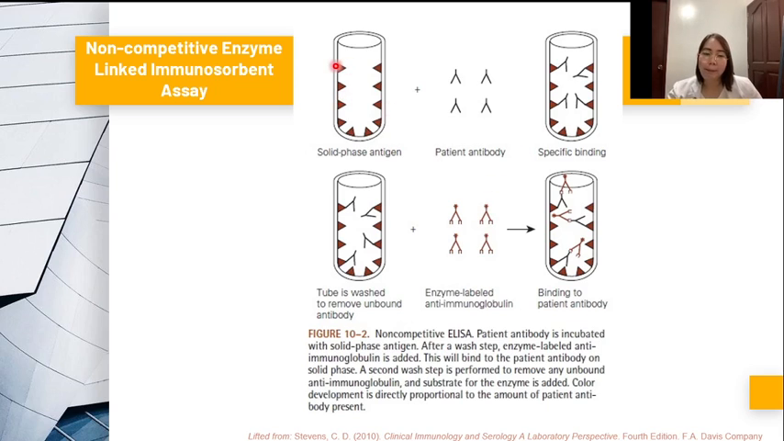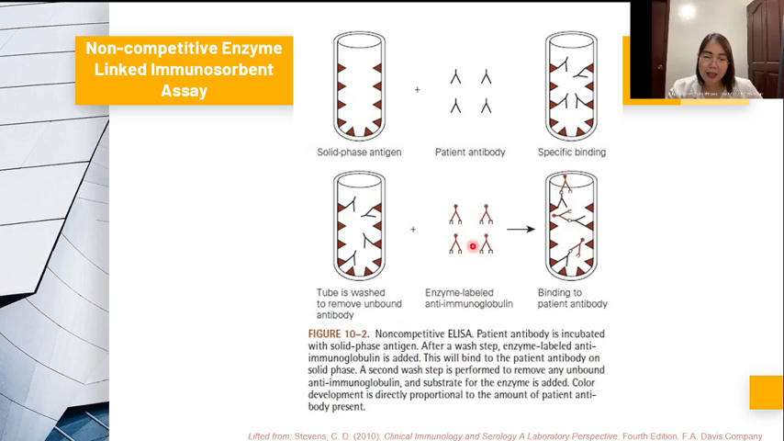So again, antigen is typically bound to a solid phase, no? And then, an unknown antibody will then be added and given time to react. If antibody is present in the patient, there would be a specific binding. Okay? And then, the tube is washed to remove unbound antibody or unbound analytes.